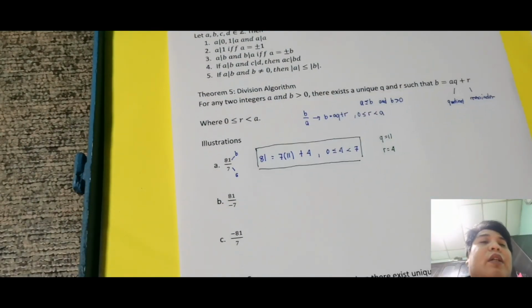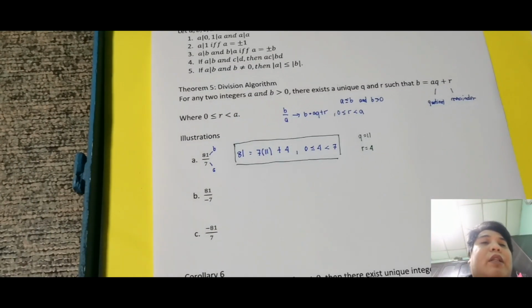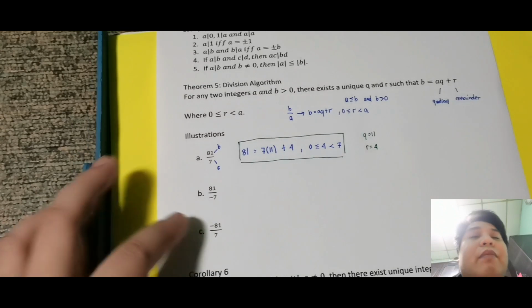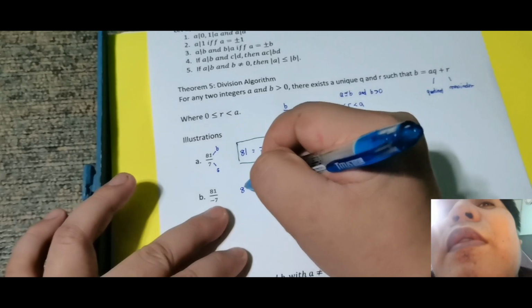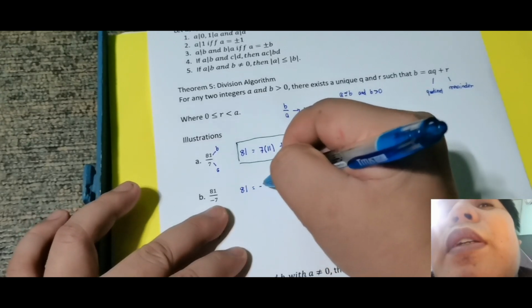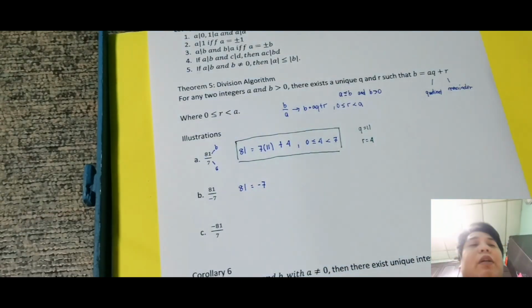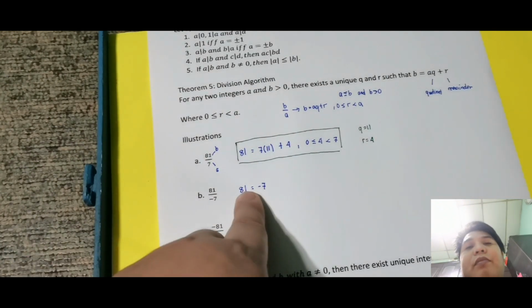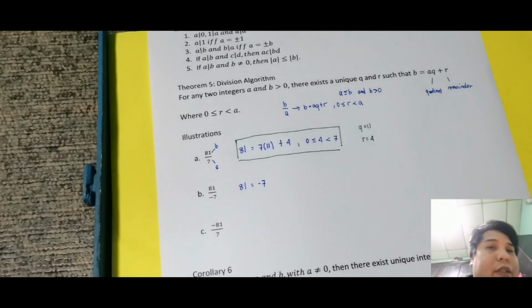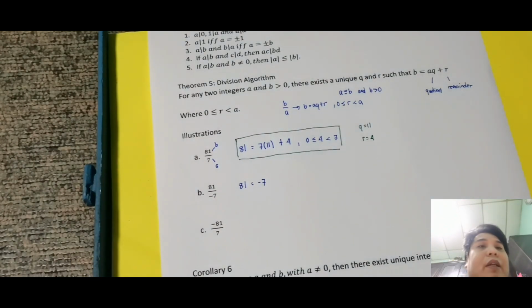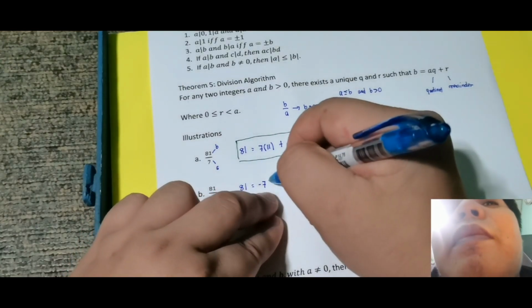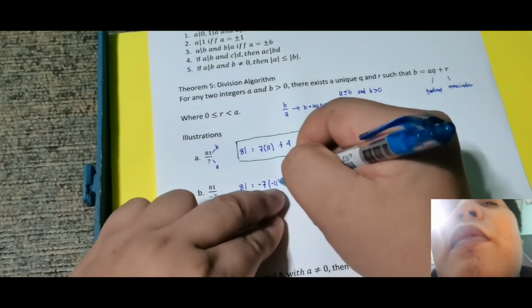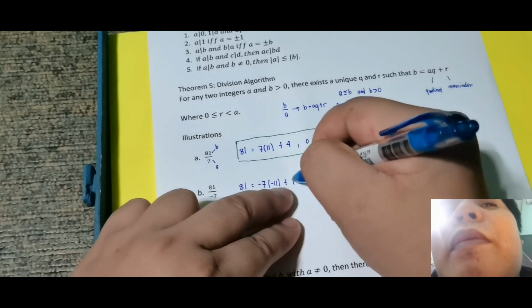Okay, so next is, what if we have 81 and negative 7? So, ganun ulit. Lagay ko dito yung 81. Okay, lagay ko dito yung negative 7. So, ano dapat gawin? Since ang goal natin is maging positive, so dapat negative 7 times, I think, negative 11 din. Kasi pwede naman quotient is negative. So, this is negative 11. Okay, then plus 4 pa rin.